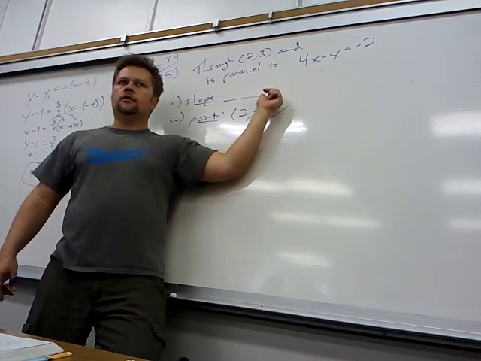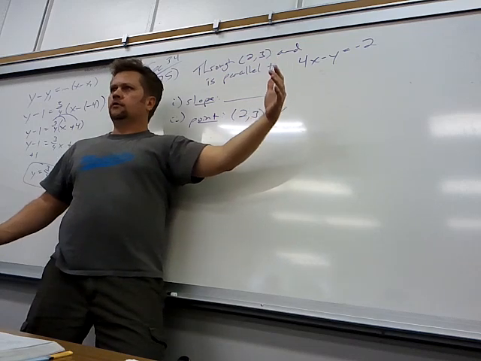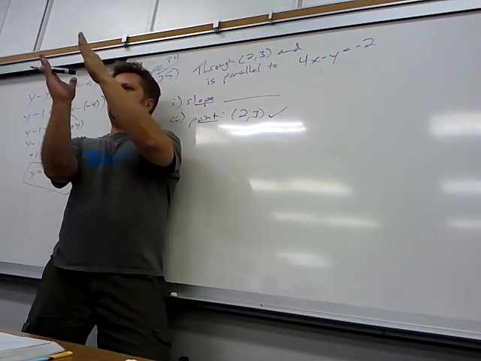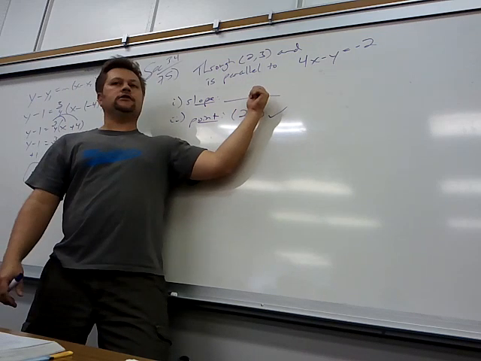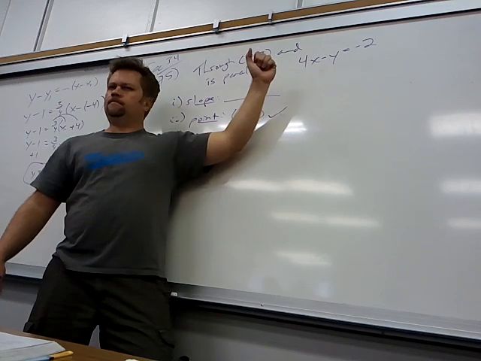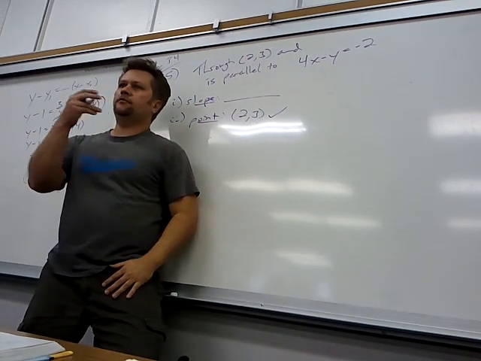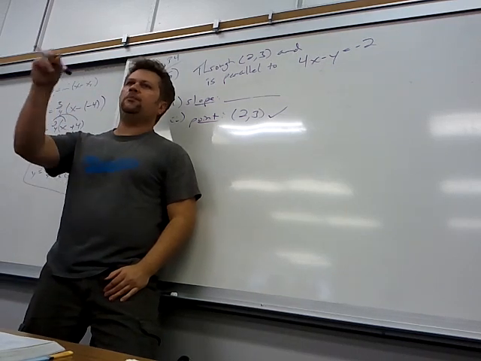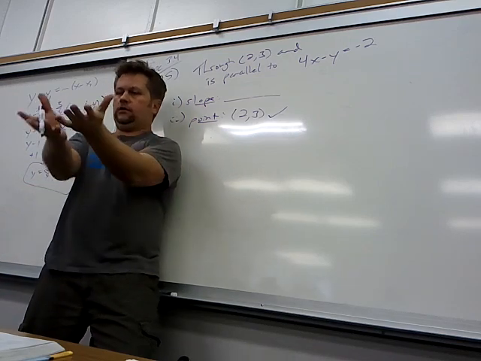If my line is parallel to this, how do we relate? The slope's going to be the same. We're not going to touch, so our slopes have to be the same. So how do I get my slope? Solve for y. The quickest way to get the slope of any line is to solve for y. The slope just gets right in the right place.